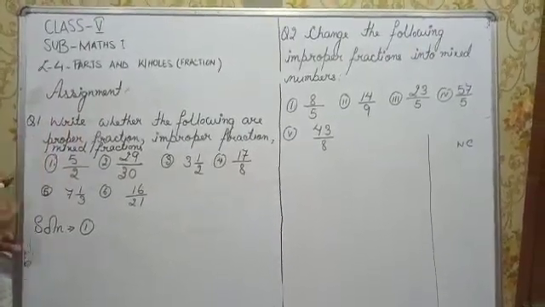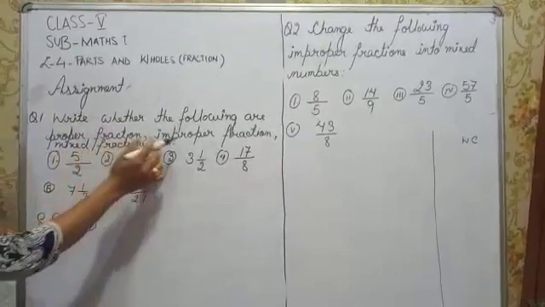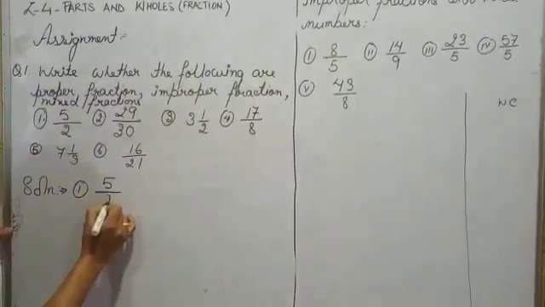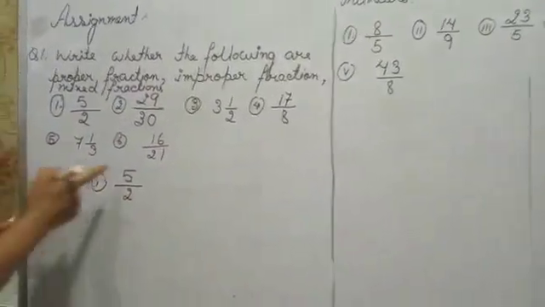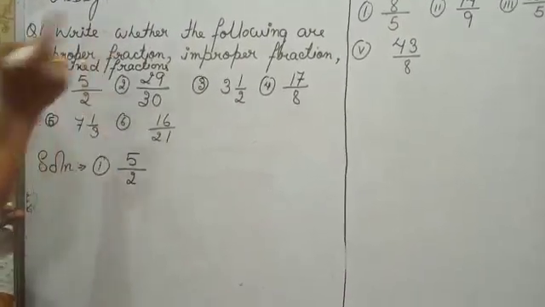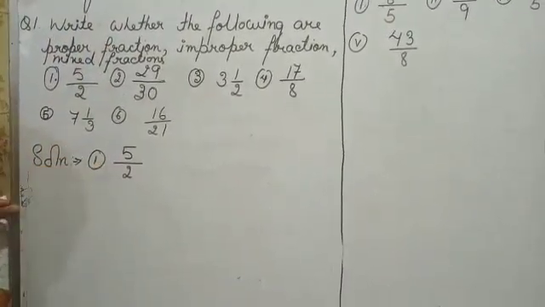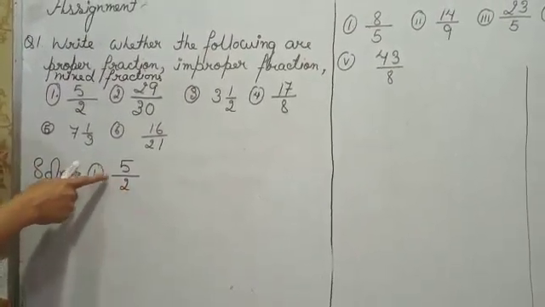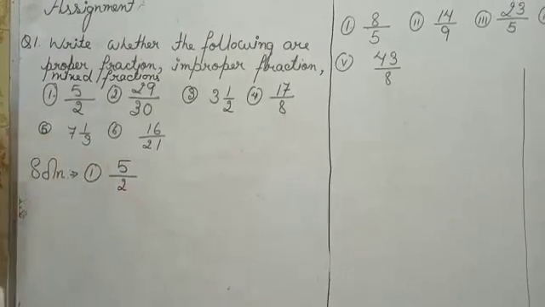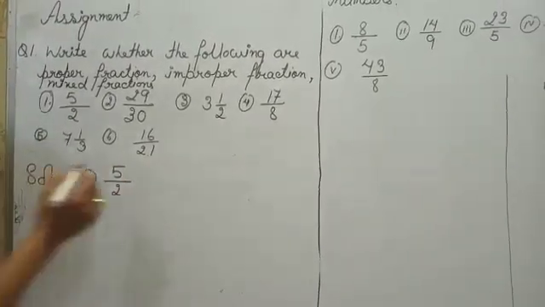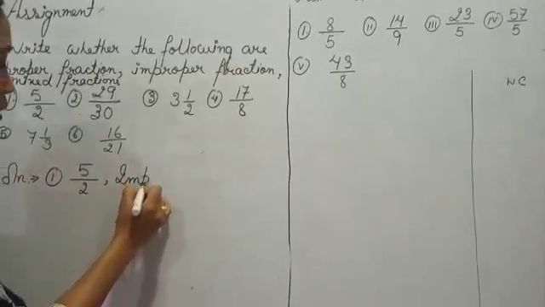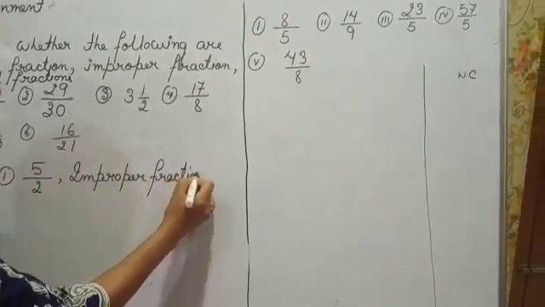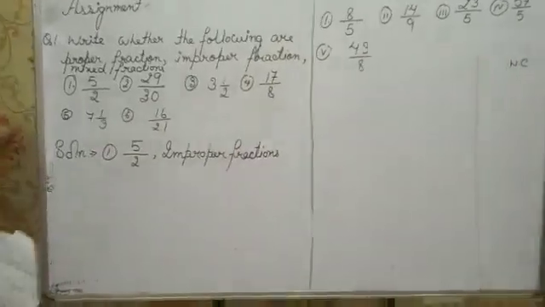Question number 1: write whether the following are proper fractions, improper fractions or mixed fractions. Roman number 1, 5 by 2. Let's see whether it is a proper, improper or mixed fraction. The numerator is 5 and the denominator is 2. In this fraction, the numerator is greater than the denominator, so such a fraction is called an improper fraction. Improper fraction means the numerator is greater than the denominator.